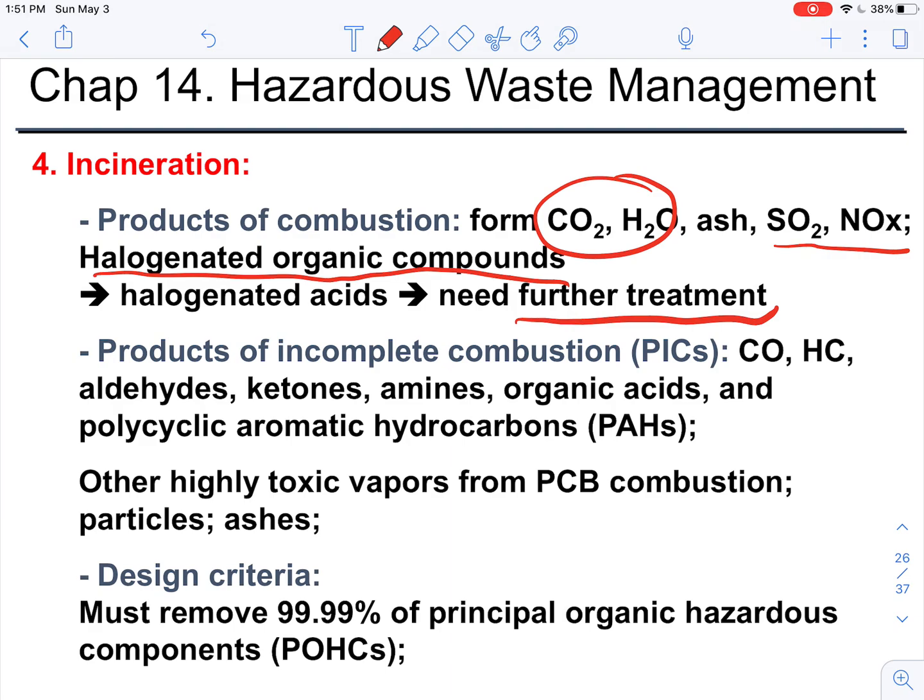Okay, and also do remember that if the combustion is not complete, then it's going to generate carbon monoxide, hydrocarbons, aldehydes, ketones, so many different types of air pollutants, and we're going to deal with the air pollution control of these toxic species. Okay, so the design criteria for this incinerator for processing these hazardous materials is that it must remove 99.99% of the principal organic hazardous components.